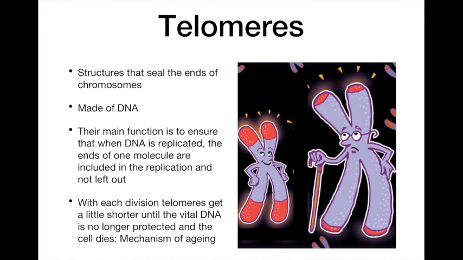Now, what are telomeres? The ends of chromosomes are sealed by structures called telomeres. Okay, these are made of DNA with short base sequences that are repeated many times. In telomeres, one strand of the DNA is rich in the base G, guanine, and the other strand is rich in the complementary base C, cytosine. Their main function is to ensure that when DNA is replicated, the ends of the molecule are included in the replication and not left out.